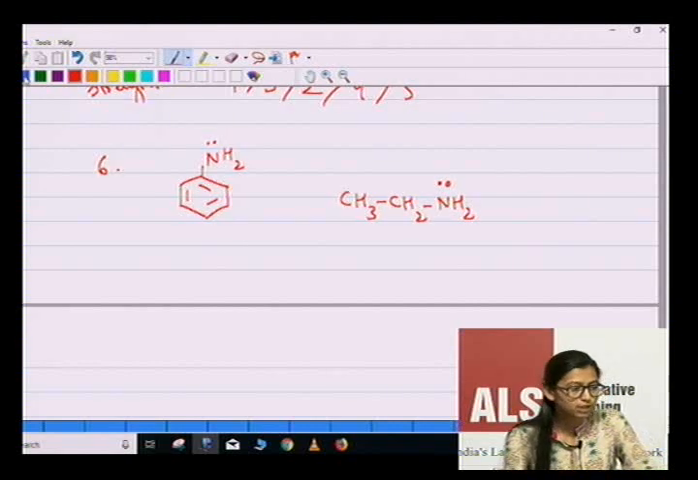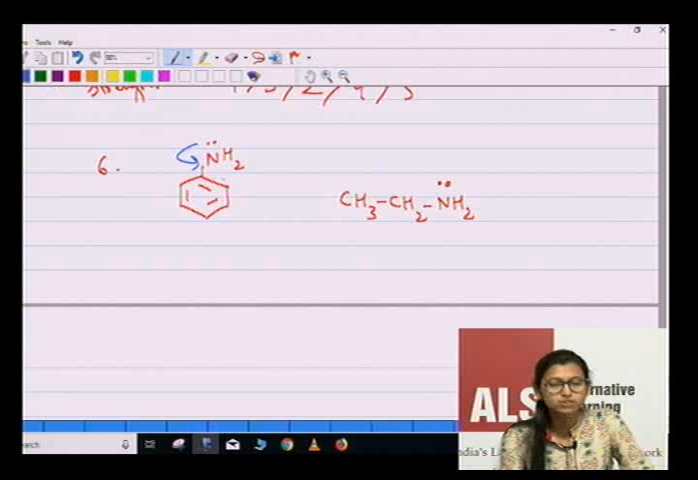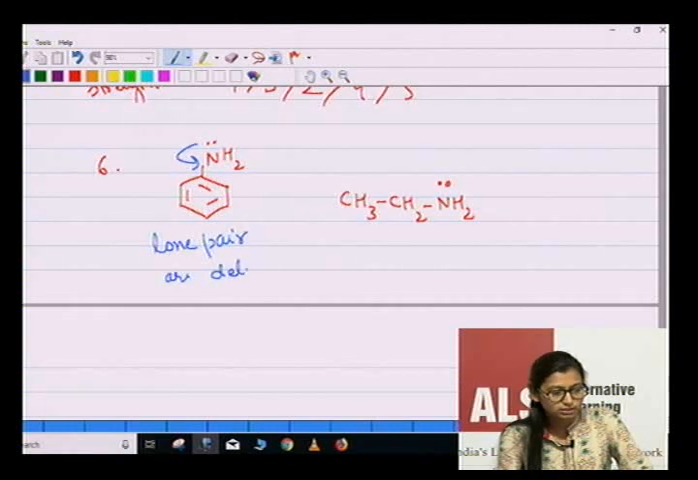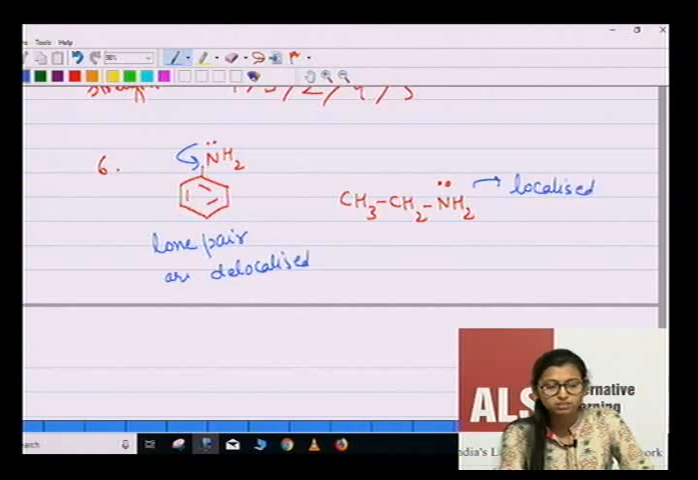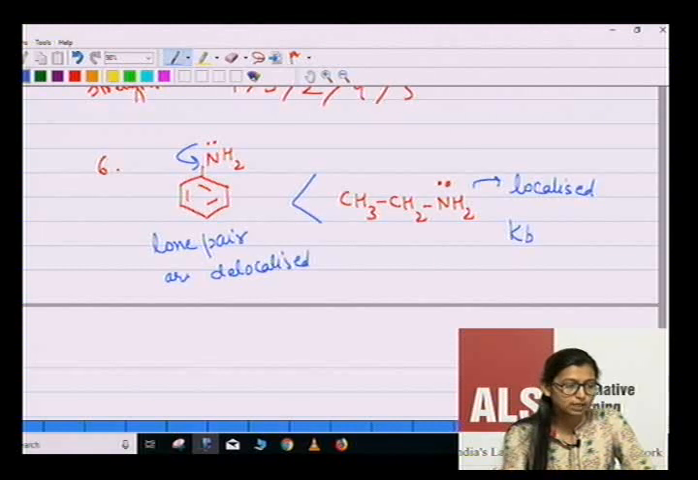Because in the first one, the lone pair is going in the resonance, okay? And there is no resonance here. So here I can write that lone pairs are delocalized, and these are localized. Localized means which are fixed, okay? So this will be the more basic. This is the order for Kb. That will be more basic.